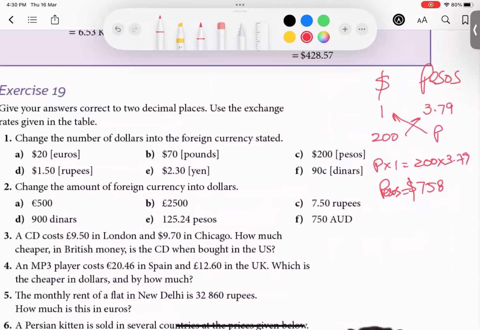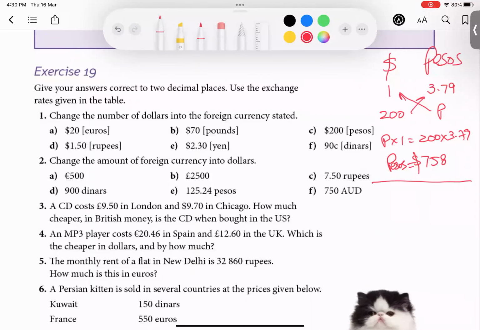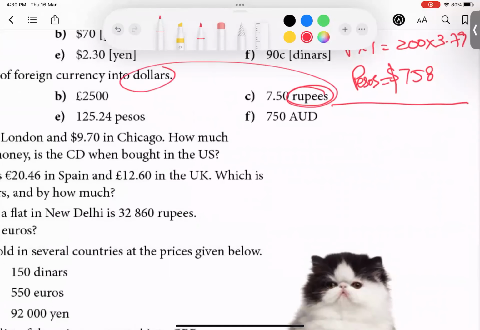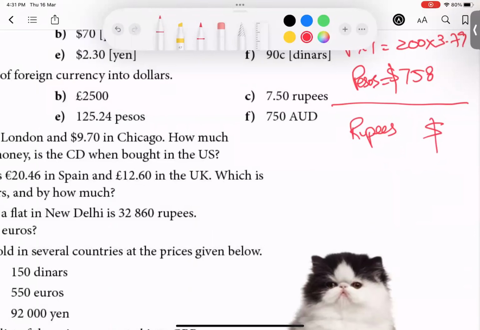Let's go for another question. For example, question number 2. Let me read. He's saying: change the amount and currency into dollars. Like this money, I want to convert into dollars. Same again, two titles. Title number 1 is rupees. Title number 2 is dollars. So rupees and dollars. Let's see how we can do it.